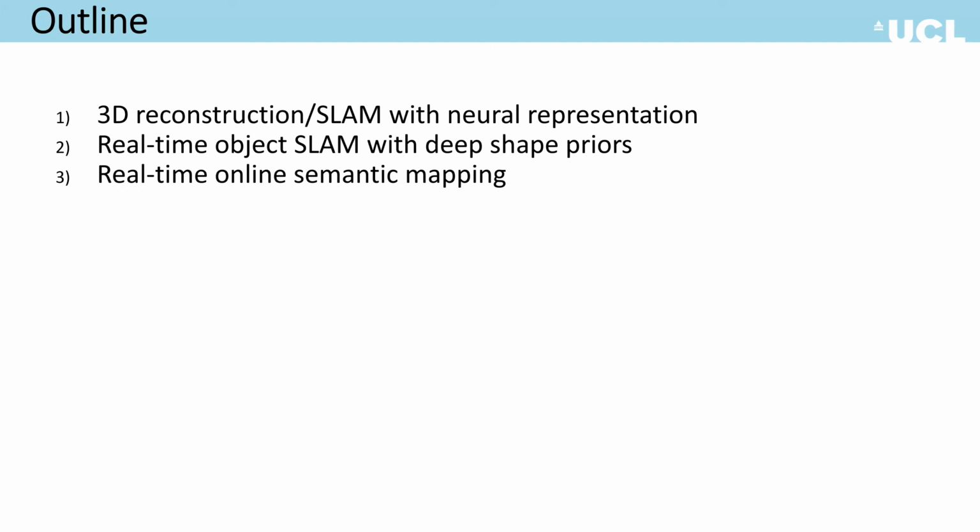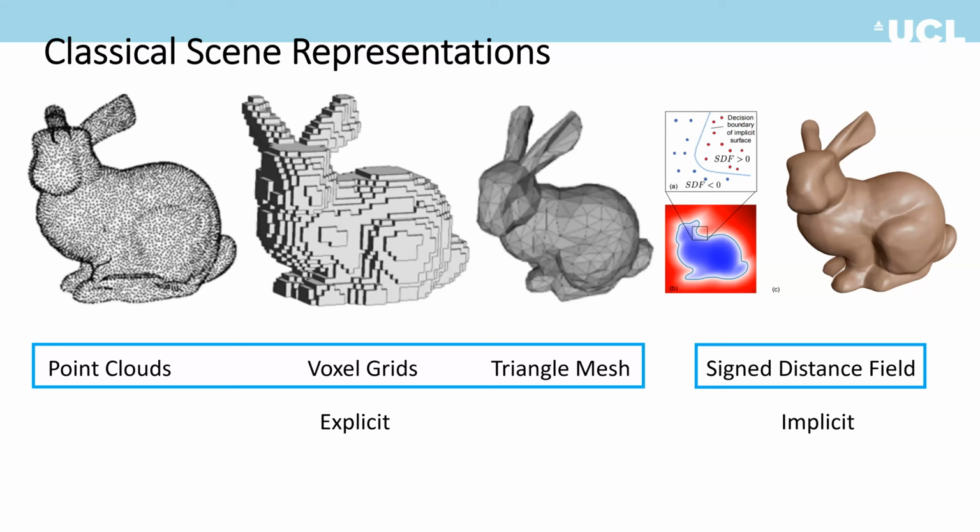So let's start. Before talking about my research work specifically, I'd like to make sure that everyone knows what I'm talking about when I say neural implicit representation. To understand what neural representation is, first let's see what the classical scene representations out there are.